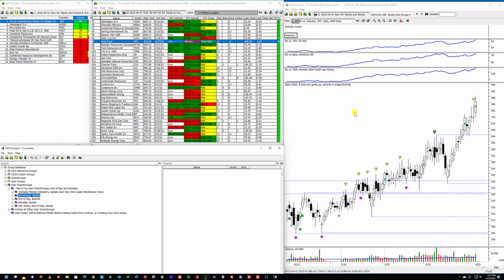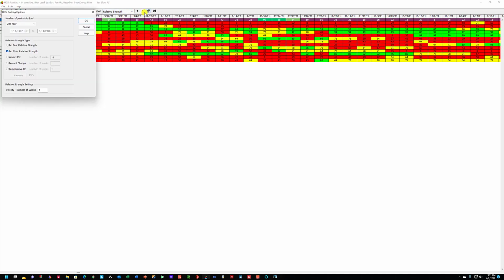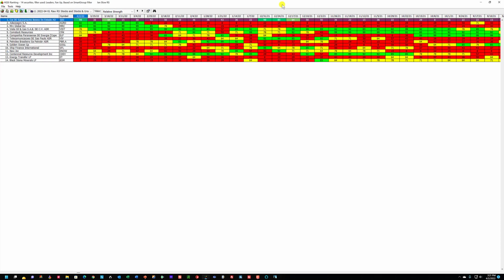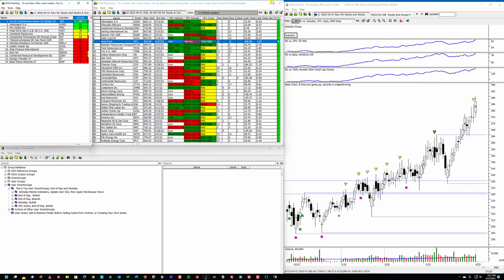Anyway, let me get this out of the way. I've got a screen layout here I want to show you. This is the ranking module. This is the warehouse module. The ranking module is set on EN slow relative strength, which is comparable to the group rankings that we get in HGSI.